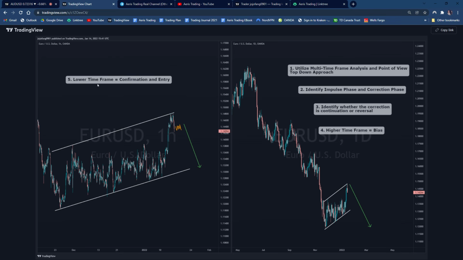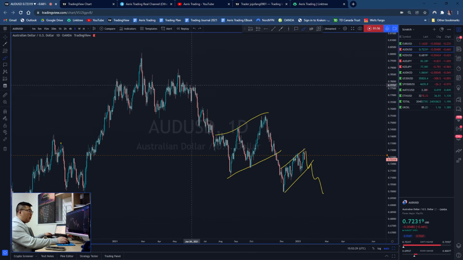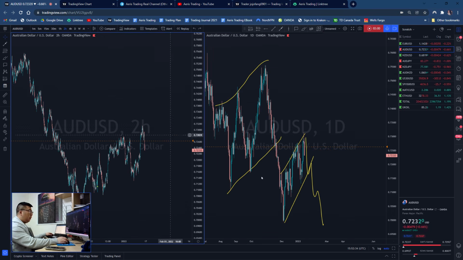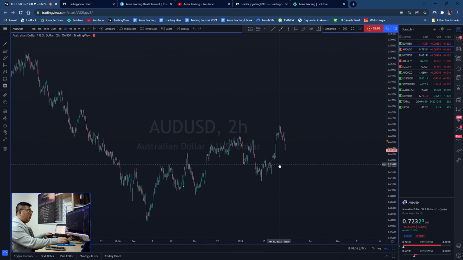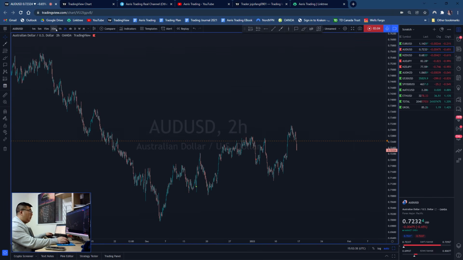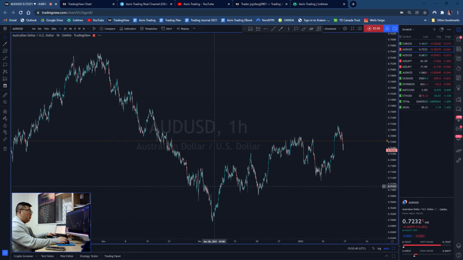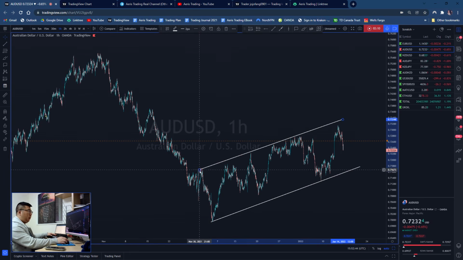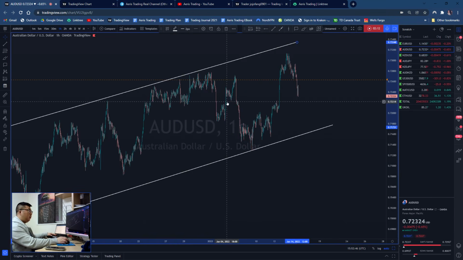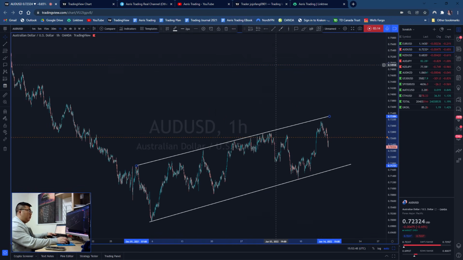Now the last step is going down to the lower time frame for confirmation and entry. When we have that higher time frame bias, all we have to do now is go down to the lower time frame here and identify setups that are actually valid and fit our plan to enter. So you can see here, if we pinpoint that same bearish continuation that we pointed out on the higher time frame, look at where the price is when we hit the top of the overall structure.